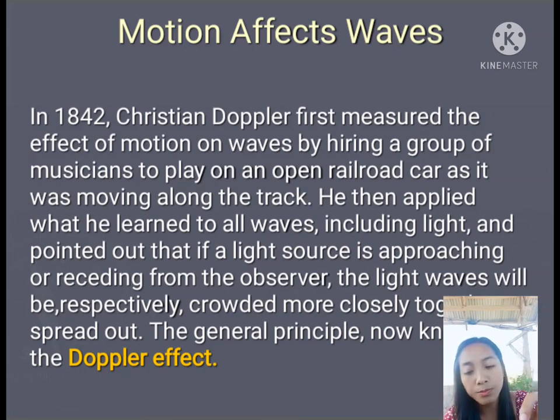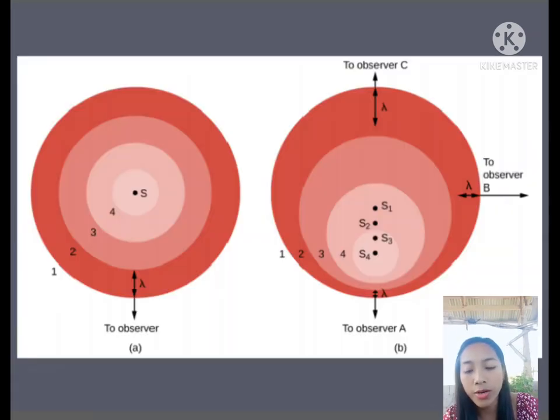So that is the information about the light source: if the wave from the light source is approaching or receding from the observer, the light waves will be respectively crowded more closely together or spread out. The process is called the Doppler effect, and it was formulated by Christian Doppler in 1842. In the next slide is the illustration of the Doppler effect that he made.